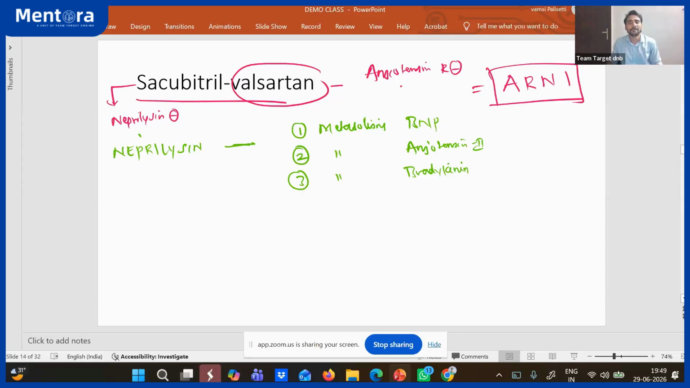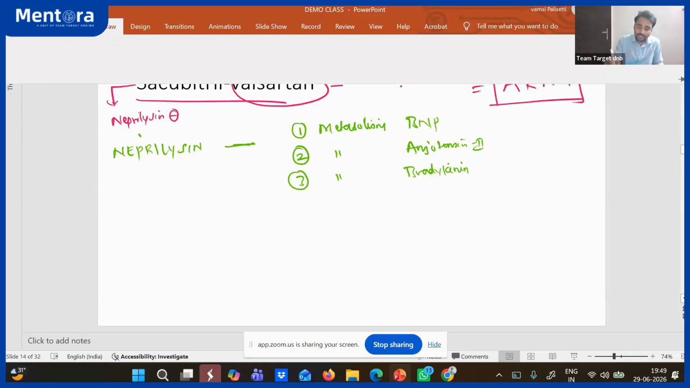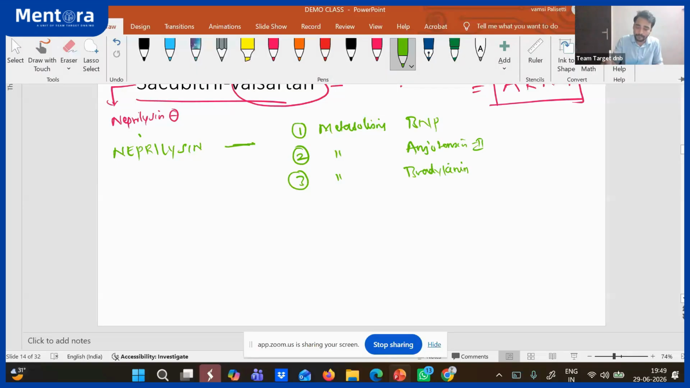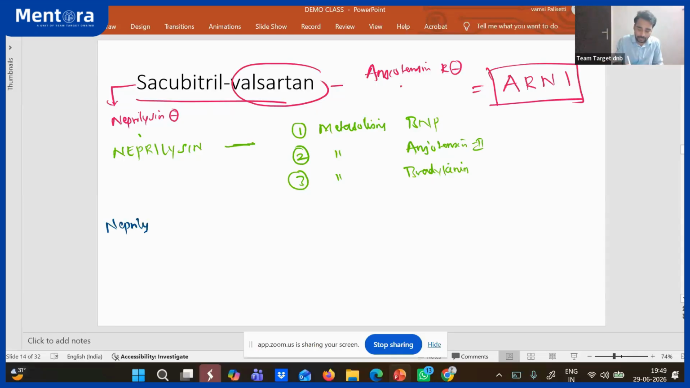Okay. So these are three actions of neprilysin. Neprilysin metabolizes BNP, neprilysin metabolizes angiotensin 2, neprilysin metabolizes bradykinin. Okay. So now what we are doing is we are giving a neprilysin inhibitor. That is your sacubitril. If you give neprilysin inhibition, what is going to happen?